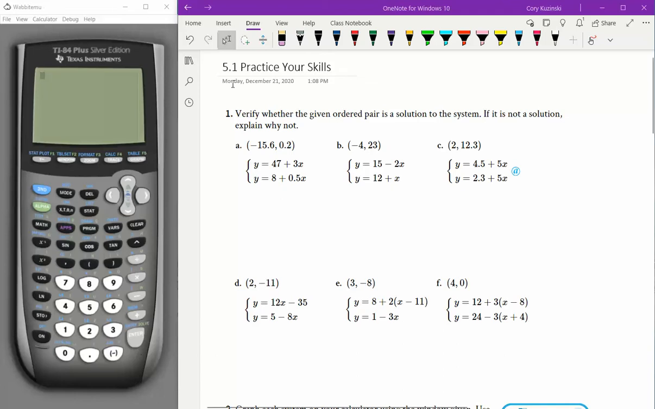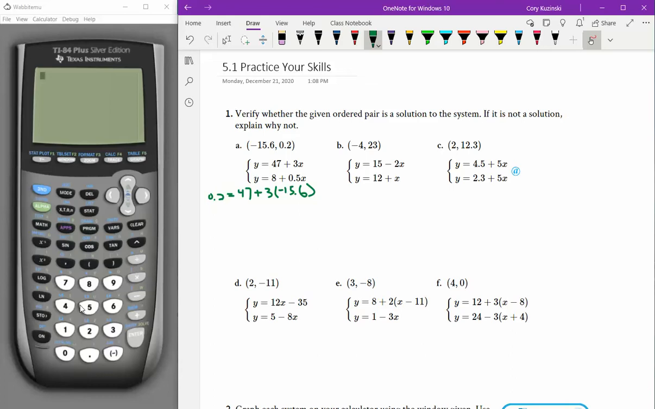Here we go, and checking algebraically. Verify whether the given ordered pair is a solution to the system. If it's not, explain why. All right, so let's start off with this top equation, and we're going to see if this is true. If y equals 0.2, 47 plus 3 times x, which is negative 15.6.